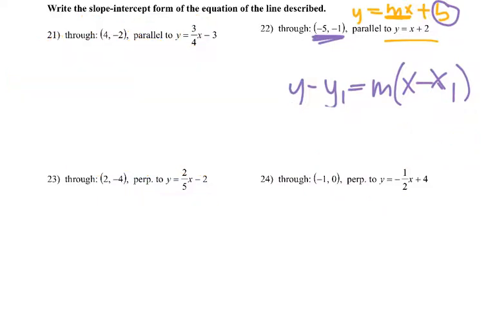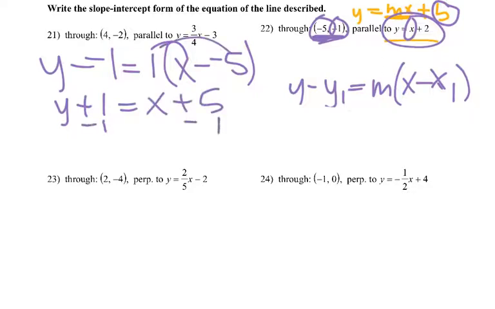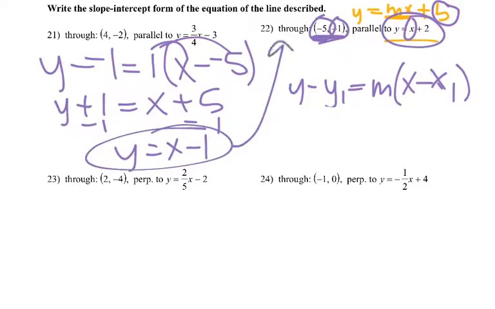Let's take a look at number 22. So, parallel to that, so a slope of 1. So I'd go y minus my y value, negative 1, equals 1, my slope, times x minus my x value, would be y plus 1 equals, if we multiply that it won't change anything, so x plus 5, subtract 1, we get y equals x minus 1. And there's our equation for 22. Now for 23 and 24 we have to do one extra step.